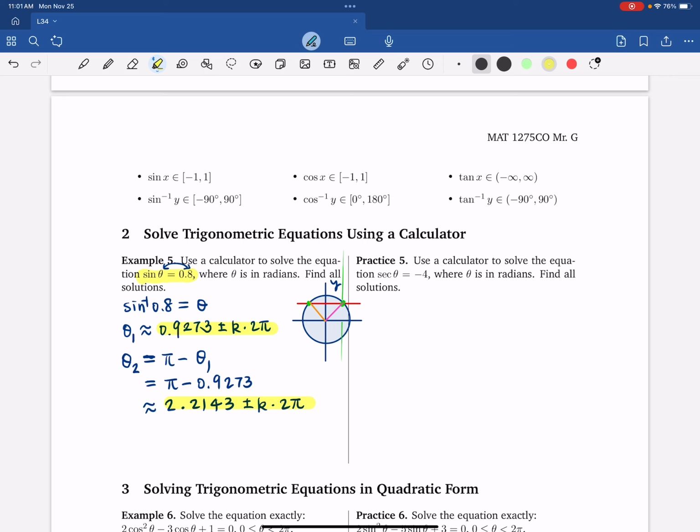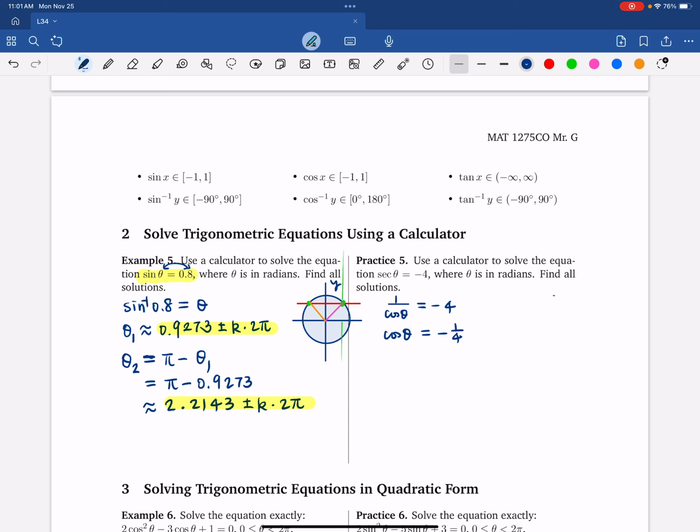Okay, practice 5. Practice 5 is secant. Secant theta is -4. And again, secant is not something that we are familiar with that much. So we're going to use the reciprocal definition. Secant is the reciprocal of cosine. So I'm going to rewrite the equation. 1 over cosine of theta is -4. And then you take a reciprocal of this equation on both sides. You get cosine of theta is -1 over 4.